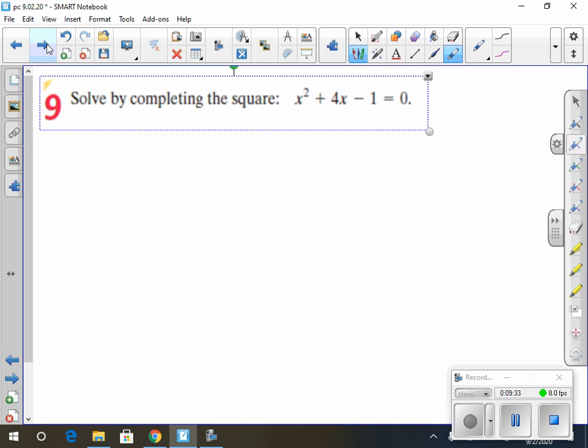Solve by completing the square. This is one we don't like to use all the time, but it's a valuable tool. If you remember, we're going to take the negative 1 to the other side, so we get x squared plus 4x plus something equals positive 1. Completing the square asks us to take half the middle term and square it.